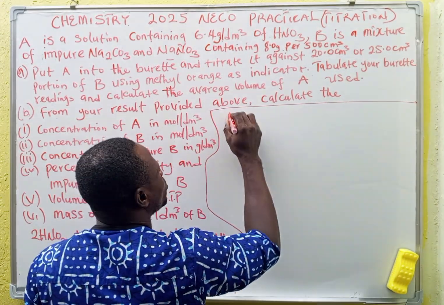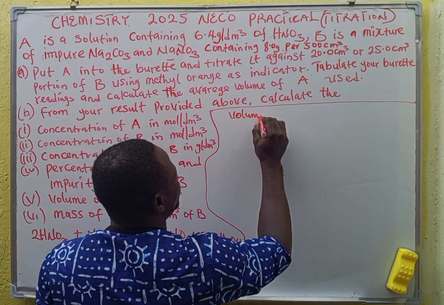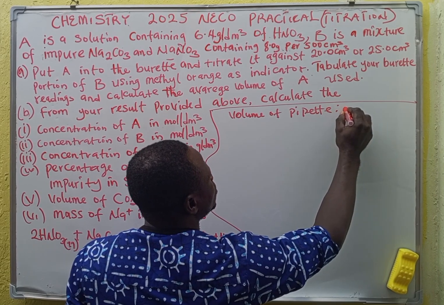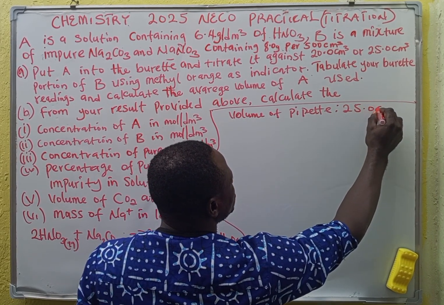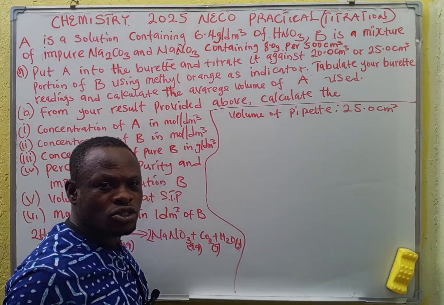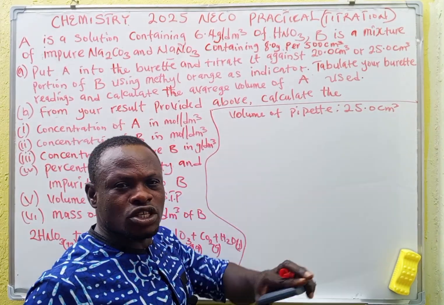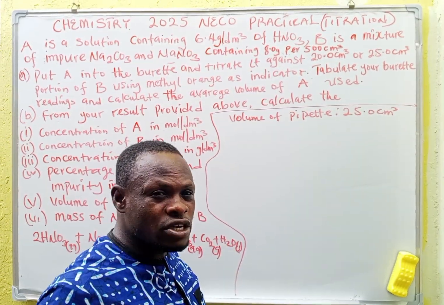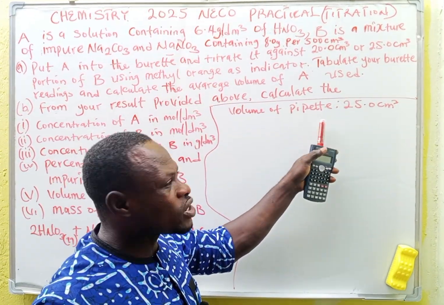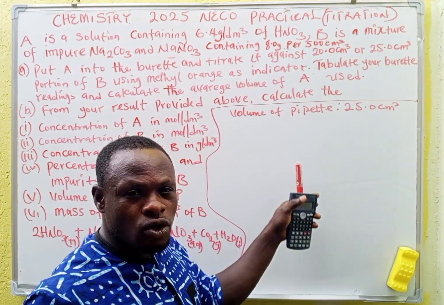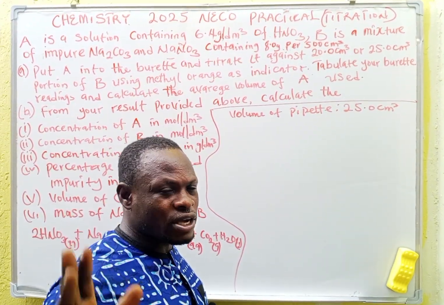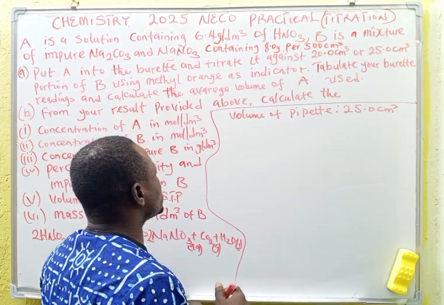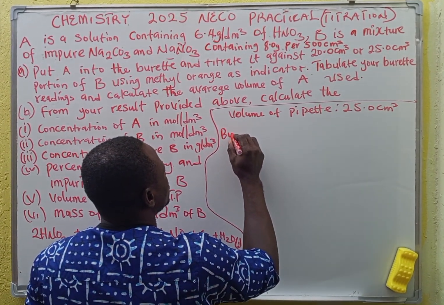Firstly, you have to check the volume of pipette. The one you use, record it, 25 cm3. Mostly this 25 cm3 is the one that is being used in your titration. Please do well to write this in, because this table alone has 11 marks in NECO. This question alone is 2 marks.